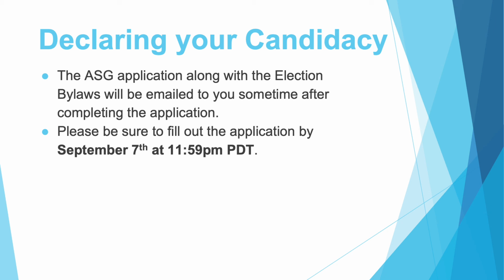Declaring your candidacy. In order to declare your candidacy, you watch this informational, fill out the application, and thoroughly review the election bylaws, which hold the rules for how you can even run and what regulations exist surrounding campaigning. Remember, applications are due, say it with me one more time, folks, September 7th at 11:59 Pacific time.